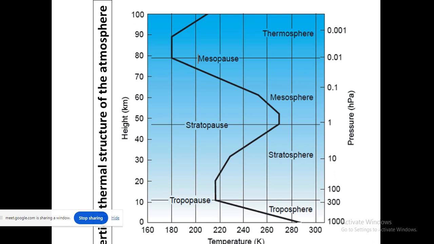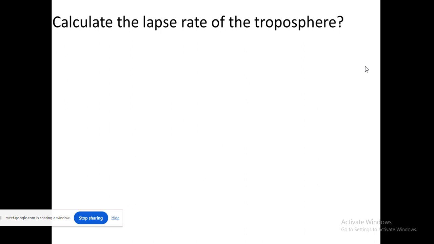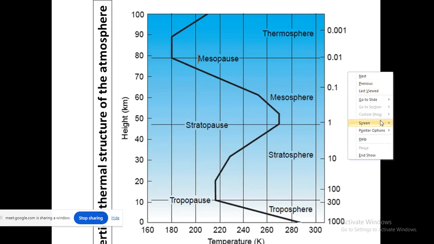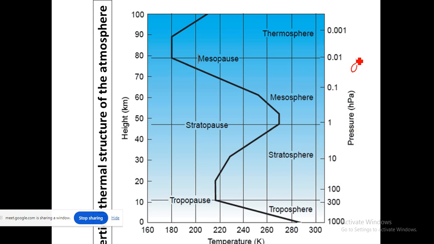Now let's calculate the lapse rate of the troposphere. I told you the lapse rate is basically dT/dz, the change in temperature with respect to height. So for that dT, we need T at the surface and T at the tropopause. So we are going to calculate the lapse rate of the troposphere, that is dT/dz.